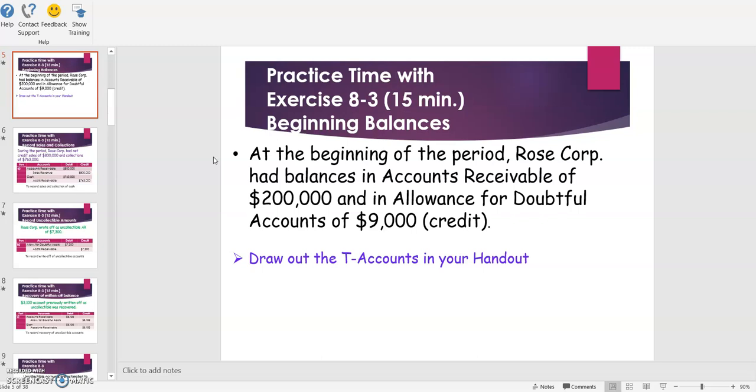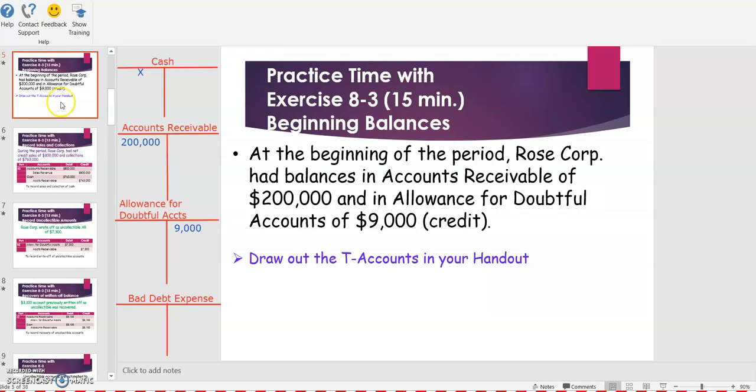So one of the things that you want to start off with is drawing out the T accounts in your handout. And in this problem, at the beginning of the period, Rose Corp had balances in accounts receivable of $200,000. So you're going to record a debit of $200,000, and you're going to record a credit in the allowance for doubtful accounts of $9,000 for this problem.